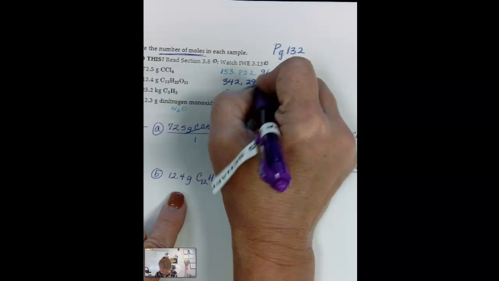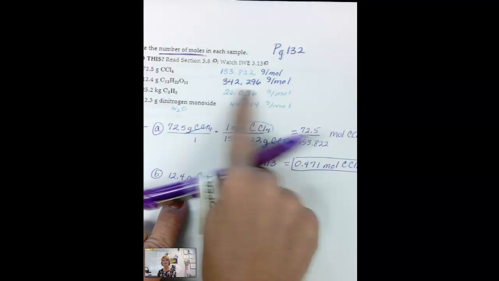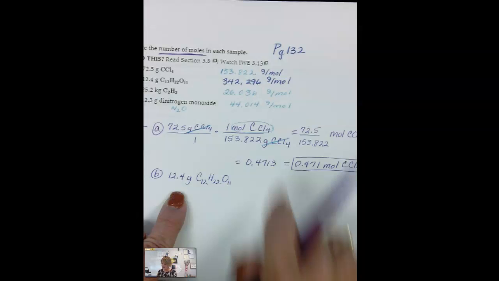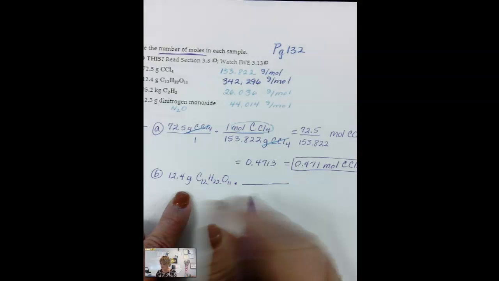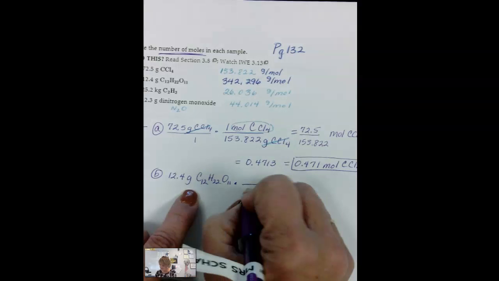342.296 grams per mole. Now, according to which periodic table you're using, this might be slightly different on the end there. So again, I'm going to do my gram to mole conversions. I've got grams in the numerator, so grams must be in the denominator.